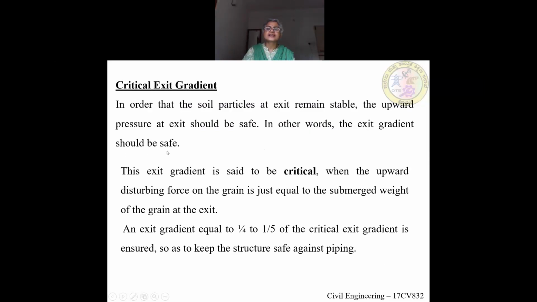In other words, the exit gradient should be safe. The exit gradient is said to be critical when the upward disturbing force on the grain is just equal to the submerged weight of the grain at the exit. If the force exceeds the downward submerged weight, then piping will take place. So an exit gradient equal to 1/4 to 1/5 of the critical exit gradient is ensured so as to keep the structure safe against piping. So a factor of safety of 1/4 to 1/5 of the critical exit gradient is used.